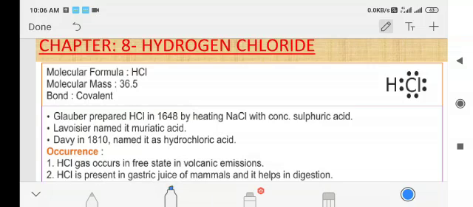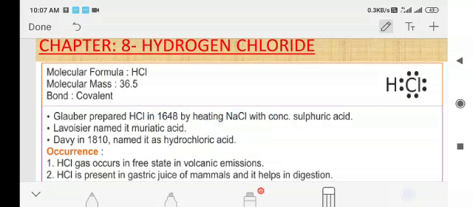Then Lavoisier is a scientist who named this acid muriatic acid. Later, a scientist called Humphrey Davy in 1810 named this acid hydrochloric acid. So it was prepared by Gruber first. Then the first name was given by Lavoisier. The name was muriatic acid. Later the name was changed by Davy, and now it is called hydrochloric acid.